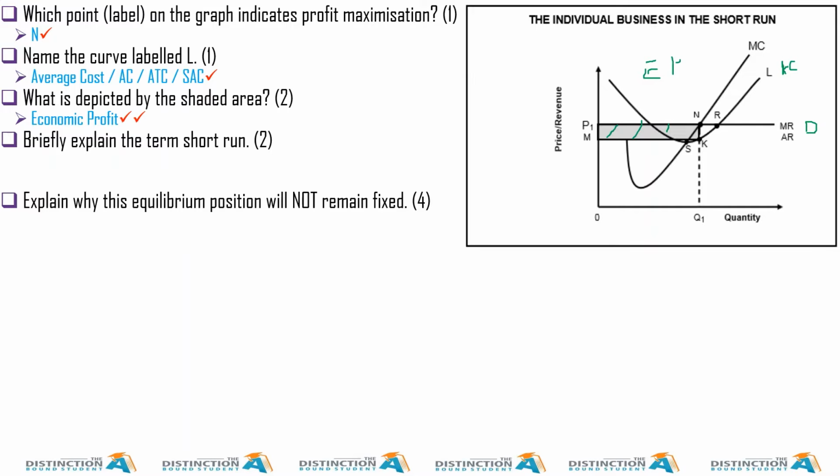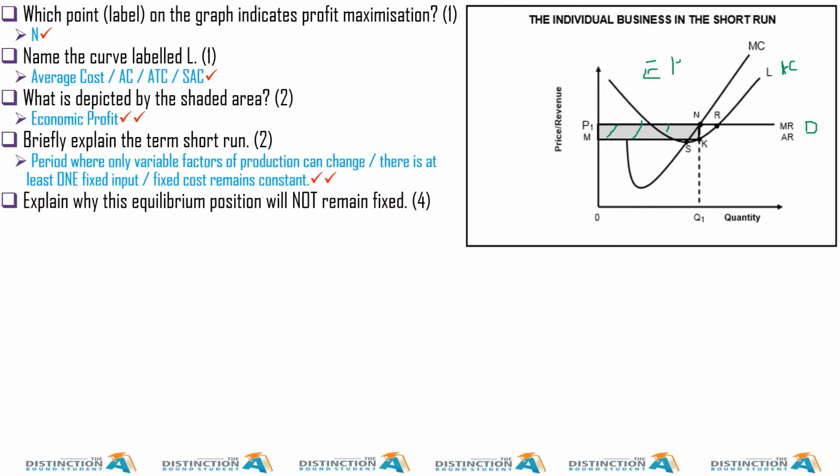Right, the next one, briefly explain the term short run. So the short run is that period where only variable factors of production can change. Another way of explaining is that there is at least one fixed input, or fixed costs remain constant. Right, the next one, oh my goodness. Explain why this equilibrium position will not remain fixed.